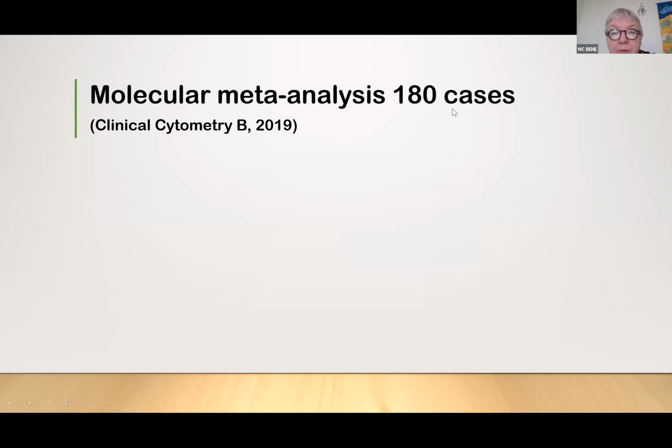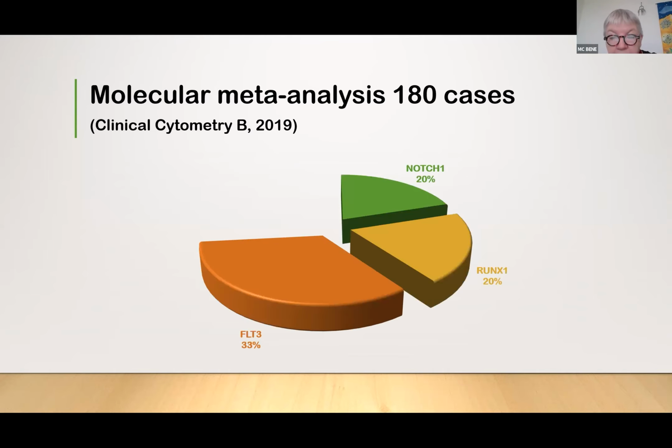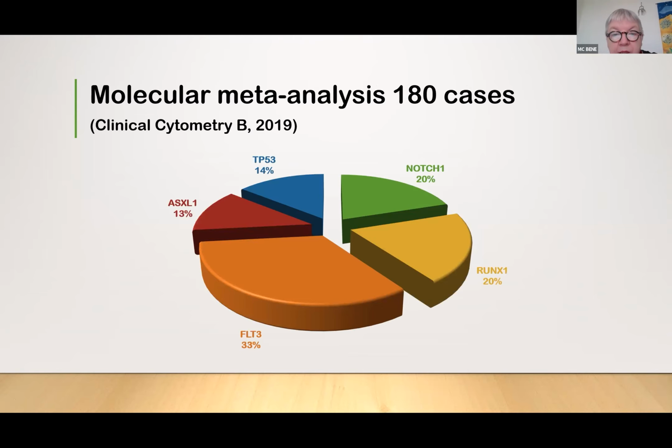We could retrieve molecular data in 180 cases, and you will see that we found anomalies of Notch, RUNX1, FLT3 in about 30% of the cases, SXL1, TP53. So these are things that you see in acute myeloid leukemias. This is something that you see in myelodysplasia. And of course, TP53 disruption is a very good marker of severity, with this disappearance of this anti-tumor gene.